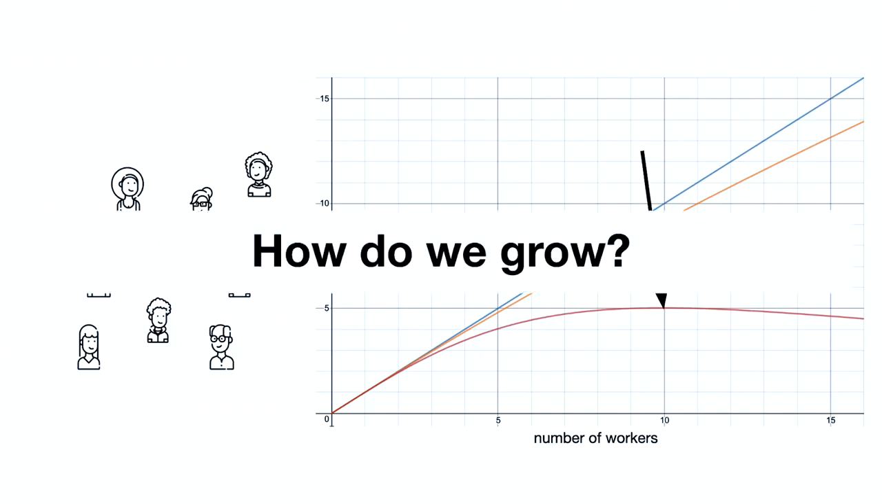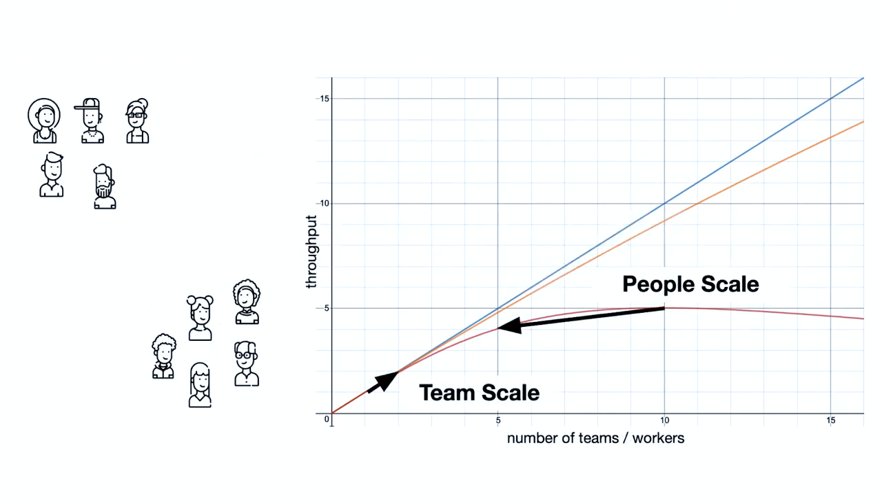Across the screen appears text, how do we grow? So how do we grow past here? Do the obvious thing, we create teams. The 10 drawings separate into 2 groups of 5. Black arrow marked team scale at 2, 2. Black arrow marked people scale at 5, 4. X-axis, labeled number of teams, workers, from 0 to 15 in increments of 5.